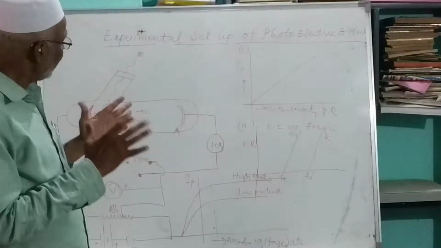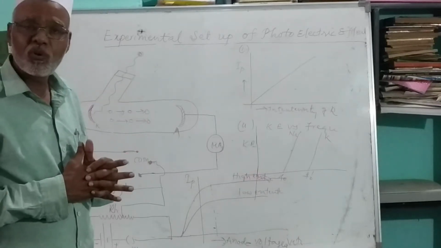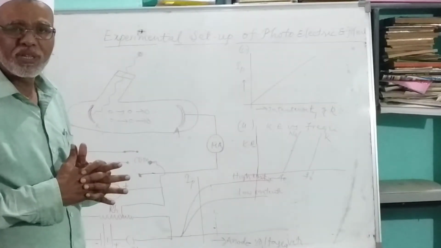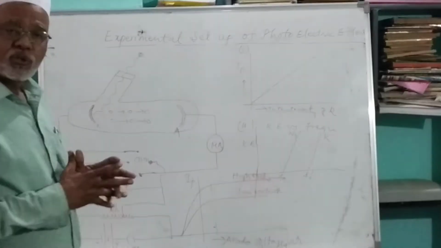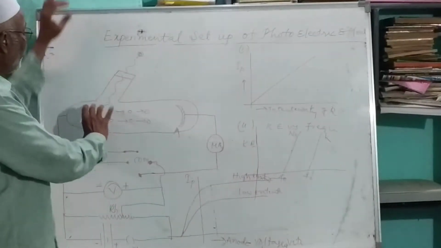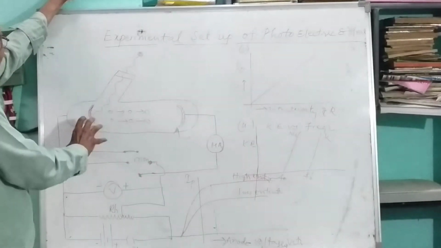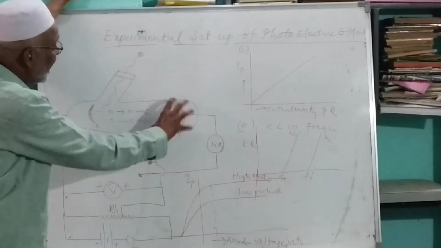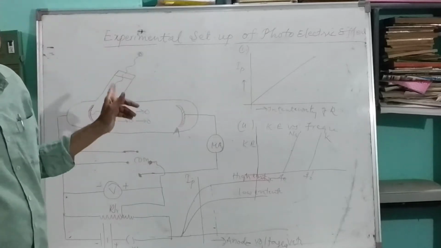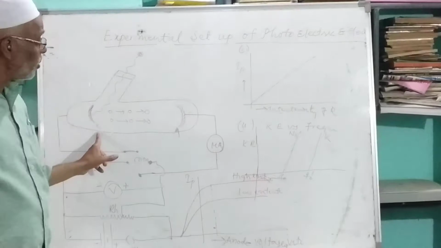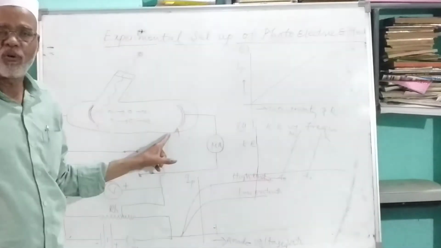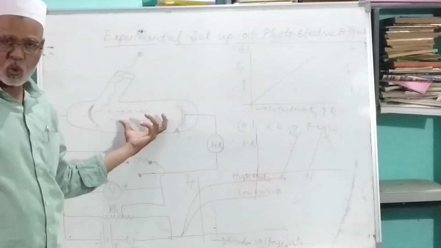Let us see the experimental setup for the photoelectric effect. We would like to discuss the schematic diagram of the photoelectric effect. As you know, this is in a glass envelope. This glass envelope consists of two electrodes: C stands for the cathode, or K stands for the cathode, and A stands for the anode. These are the two electrodes.